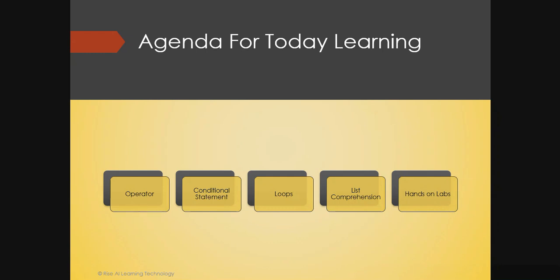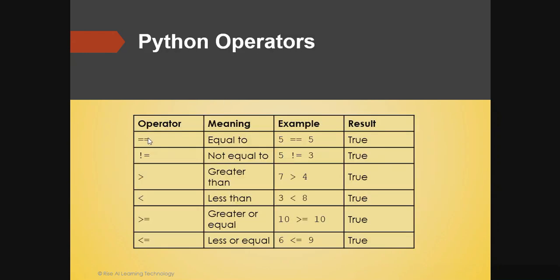So operators, those are the same operators. There is nothing new here. For comparison, we use the equal to operator. For not equal to, we use this not equal to, then greater than, less than, greater than or equal to, less than or equal to. So these are the standard operators. Every language is using them. There is no such difference here.